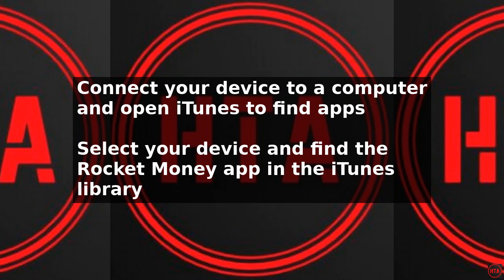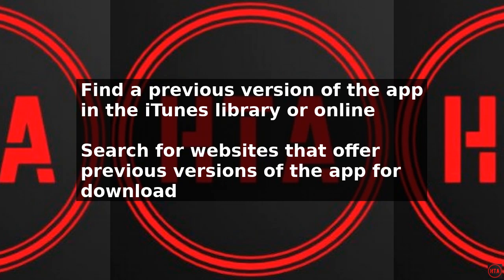One option is to search for the app on the internet and look for websites that offer previous versions of the app for download. However, be cautious when downloading apps from third-party sources, as they may not be safe or legitimate. Once you have found a previous version of the app, you can install it on your device.